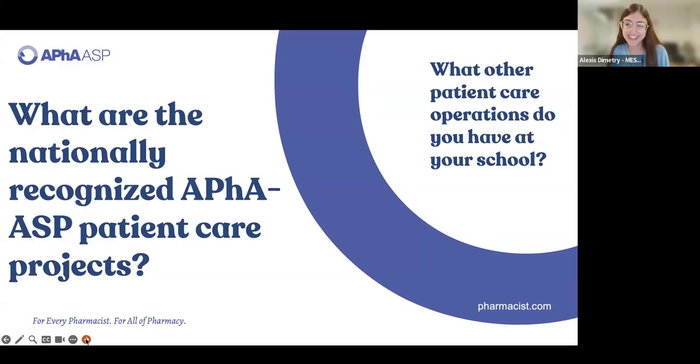What else do we have? I know one chapter has one called Operation H. I've heard of that as well. So there's a lot of really great opportunities. It's definitely one of those situations where you're surveying your community, seeing what resources your community needs, and creating opportunities like tobacco cessation or other operations as your chapter is able to identify those needs. It's also great to talk about with your members, because you might have student pharmacists with an interest in one of these areas. If you can promote that, it might be an area where they want to specialize and get involved in APHA.